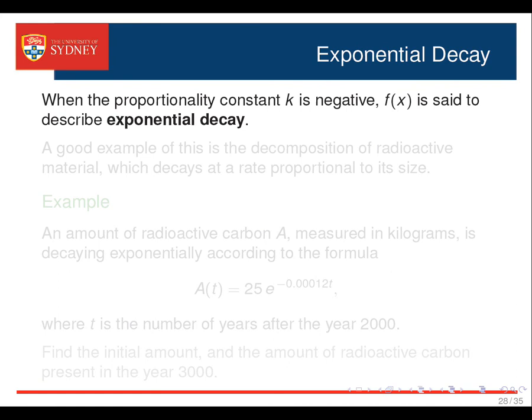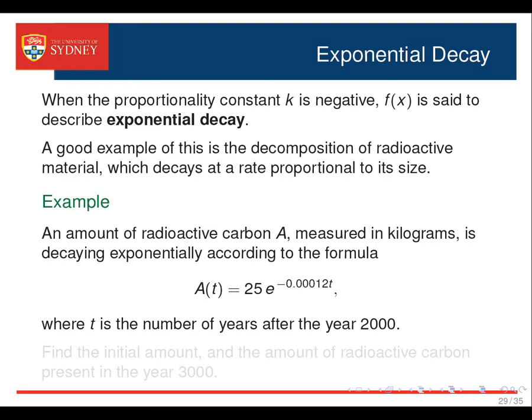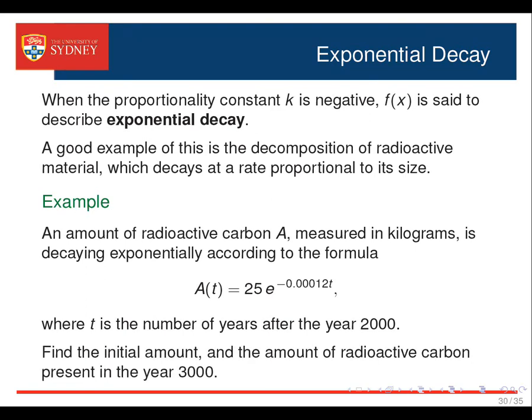When k is negative, the general exponential function is said to describe exponential decay. A good example of this is the decomposition of radioactive material, whose rate of decay is proportional to how much of the stuff is left. For instance, consider the following model for the decay of radioactive carbon, where T represents the number of years after the year 2000. What's the initial amount, and how much will be left in the year 3000?